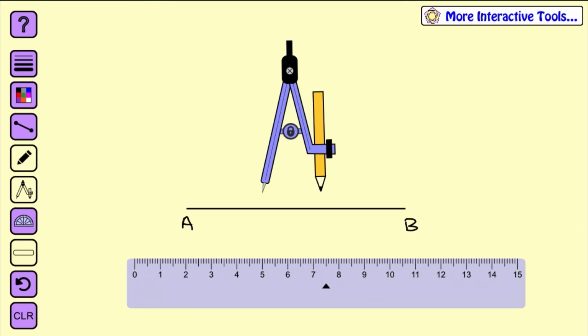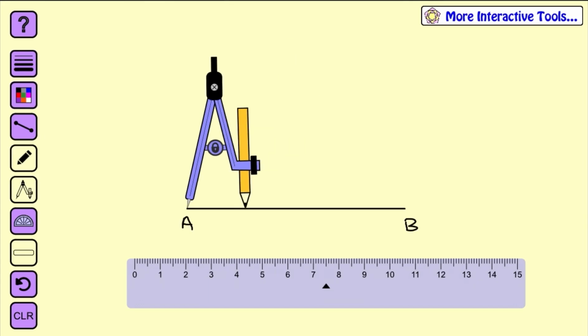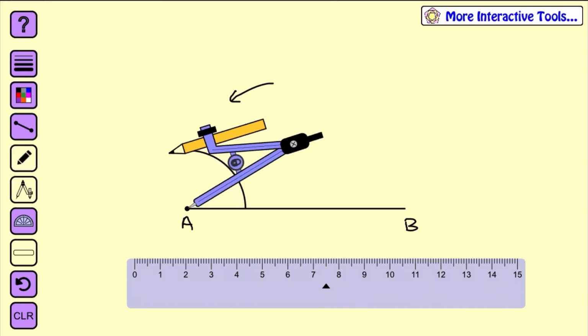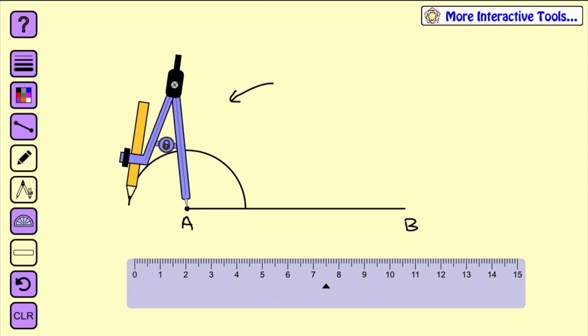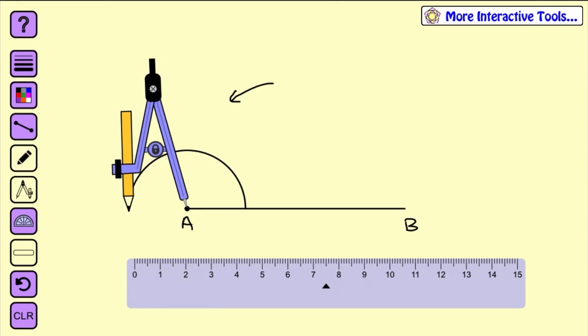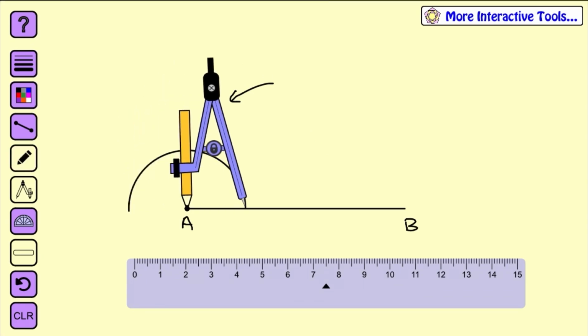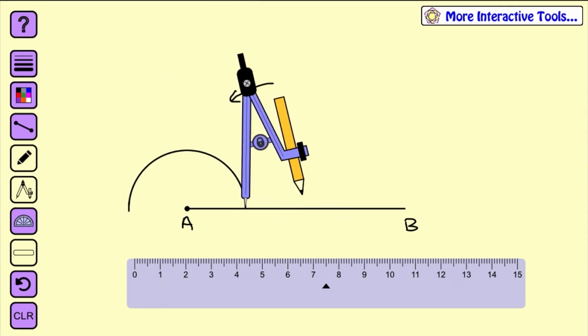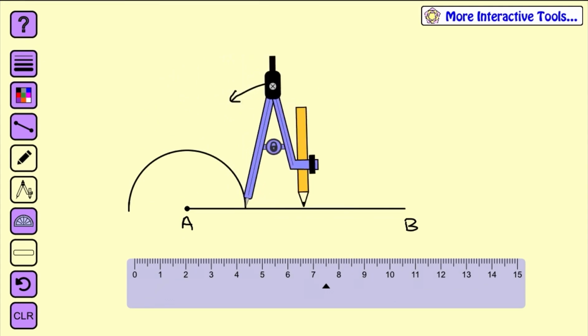Then reposition the compass so that the tip falls on point A, and throughout this process, make sure that this angle measure does not change. So from point A, draw a semicircle by moving the compass in the counterclockwise direction, just like this. So we're almost done. Now, we need to move the compass back to its initial starting position and reposition it so that the tip falls on the intersection between the semicircle and the line, just like that.